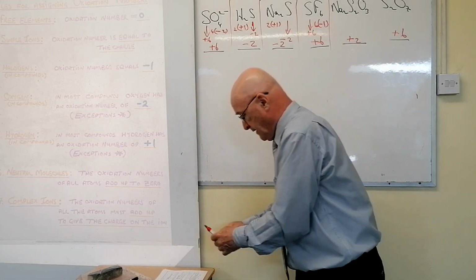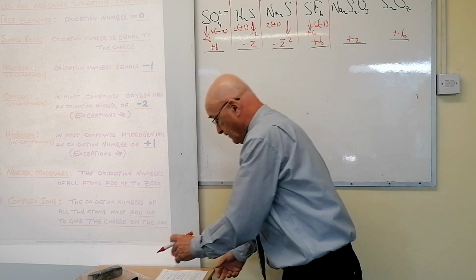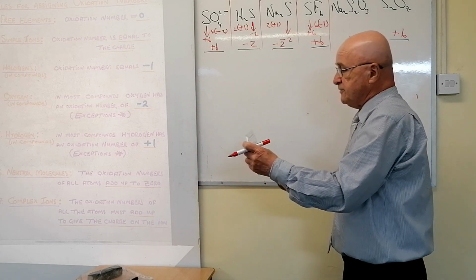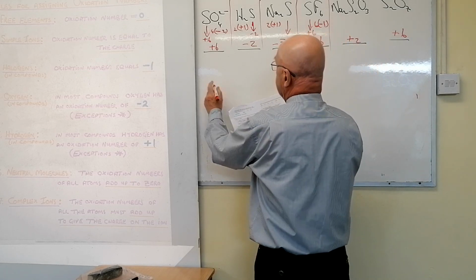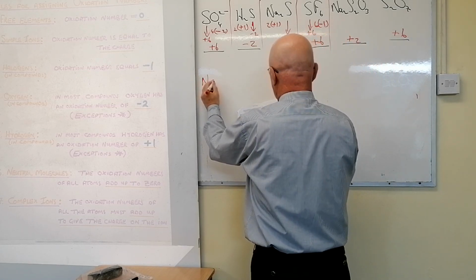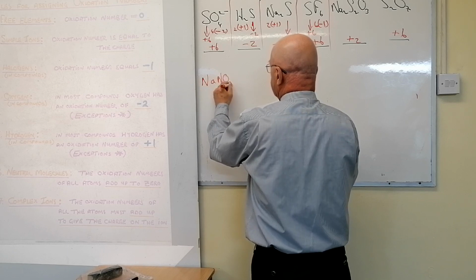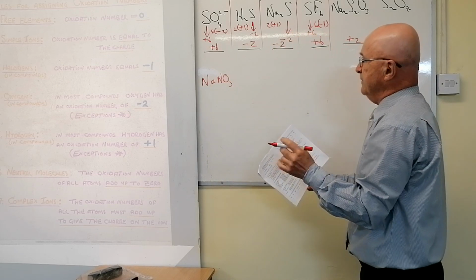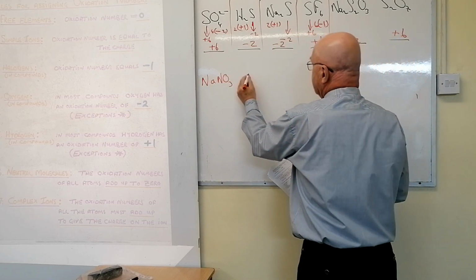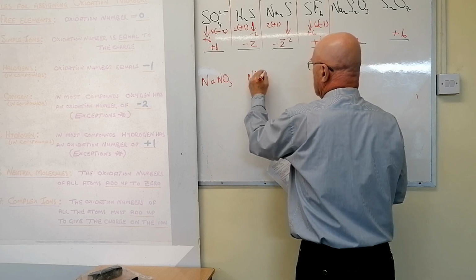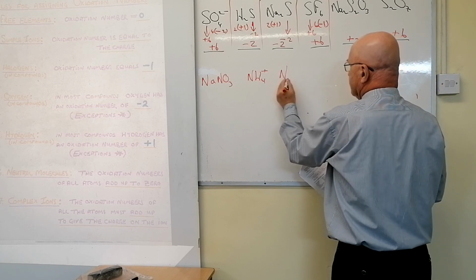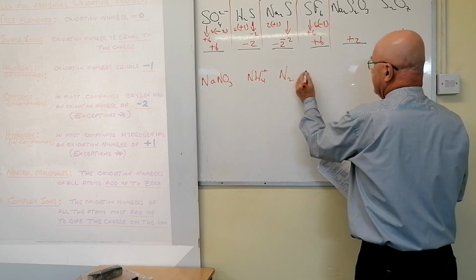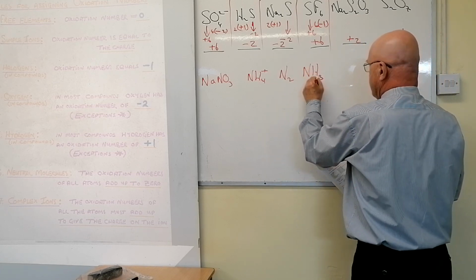Okay, very important. Now I'm going to do a second lot here, and I'm going to do them with nitrogen. I'll write in red this time down here, and I'll put the oxidation numbers in black. You have NaNO3. That's called sodium nitrate, by the way. You didn't need to know that now, but it is. This is NH4 plus. That's the ammonium ion. This is N2. That's the gas, N2. That's NH3.